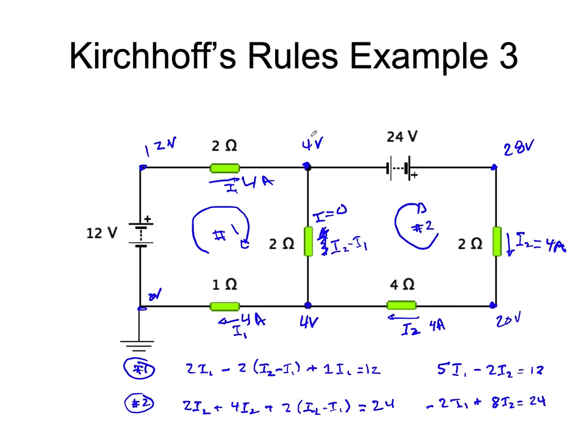And notice that the voltage here and here are both 4. So delta, or the change in voltage across this, is 0. So the current is also 0, even though the resistance is 2, because there's no voltage drop across it.